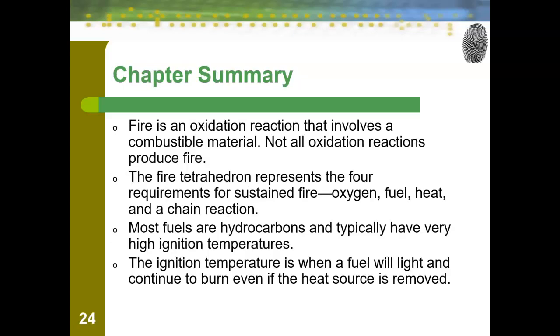So that is our summary of arson. Looking forward to talking to you more about it in class.